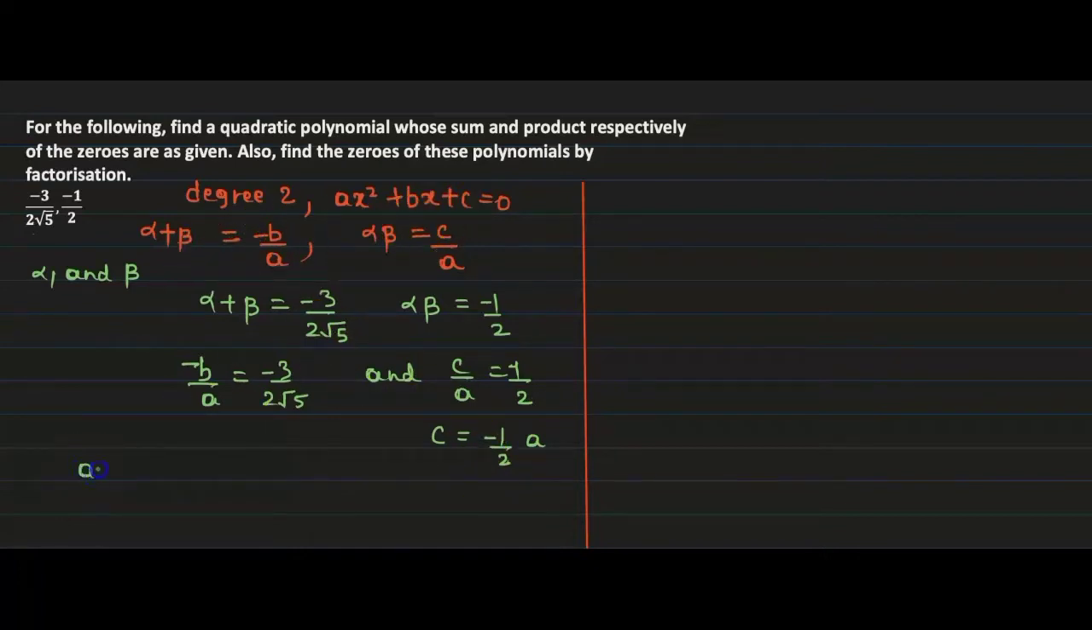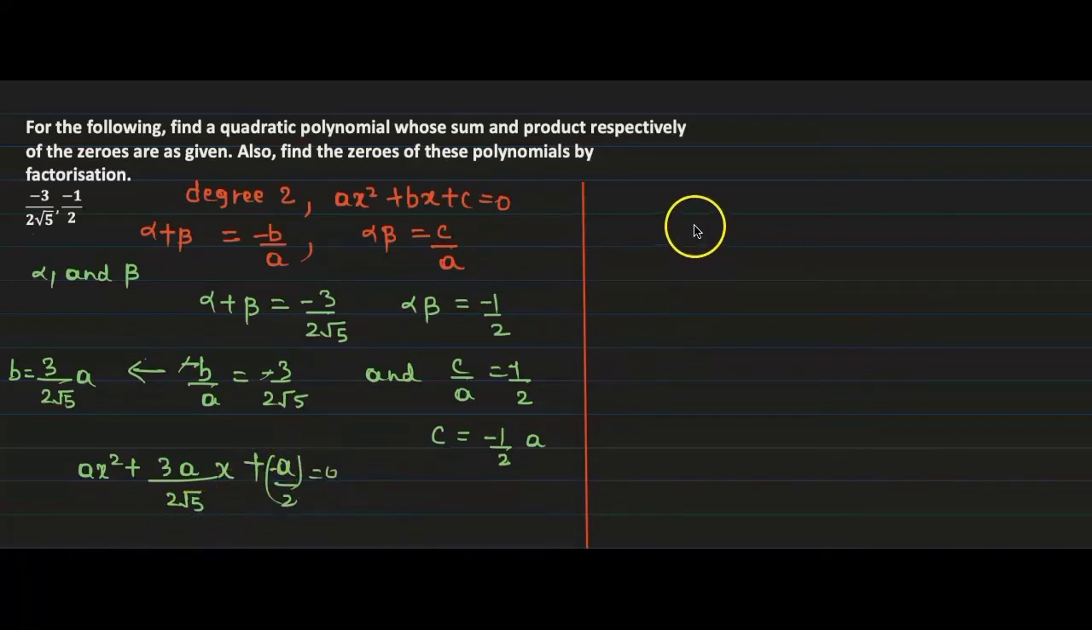Now let's substitute this in the equation. So I will be getting ax square plus 3a by 2 root 5 x, because here the value of b is this. So from here I can write the value of b also. Like say b will be minus 3 by, can I cancel this minus? Yes, I can cancel. So it will be 3 by 2 root 5 a, right? So it will be this plus a by 2, that 2 of minus will be equal to 0.